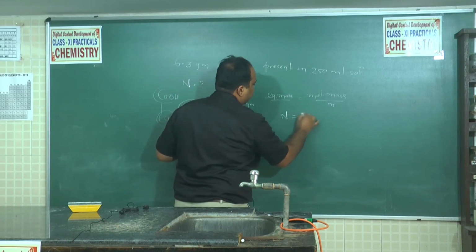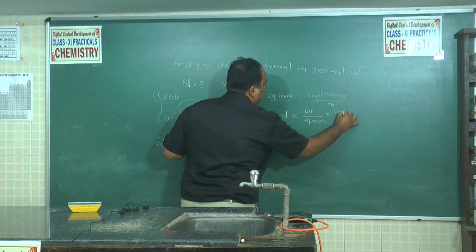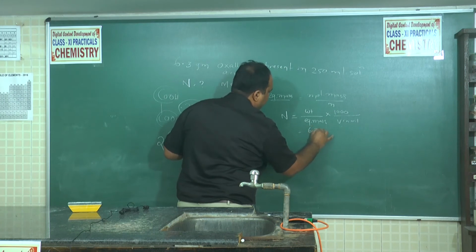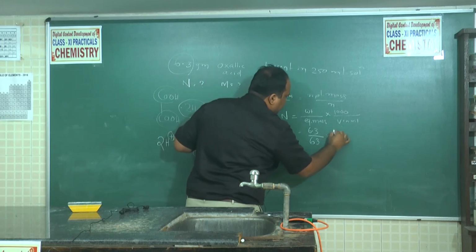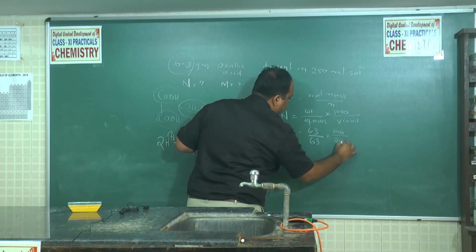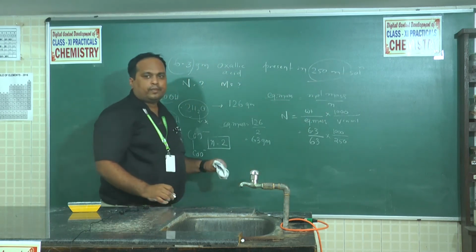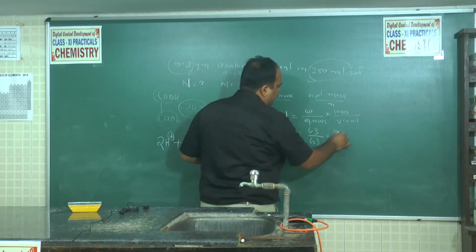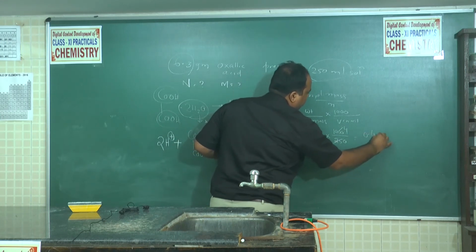Now we will go for normality. Normality is given weight by equivalent mass into 1000 by V in ml. The given weight is 6.3, by equivalent mass 63, and 1000 by 250, where 250 is the volume of the solution given. So 6.3 by 63, 1000 by 250, this comes to 0.4. So that is 0.4 normal.